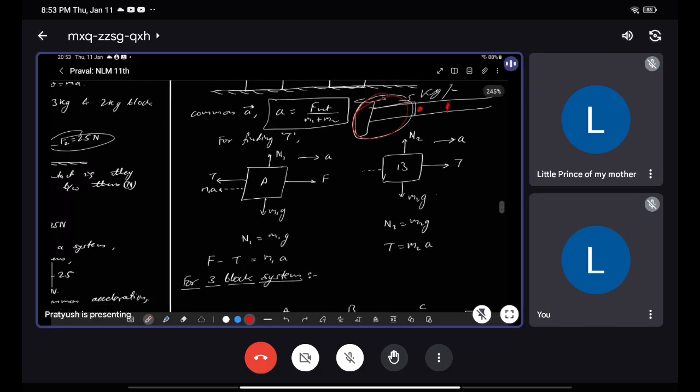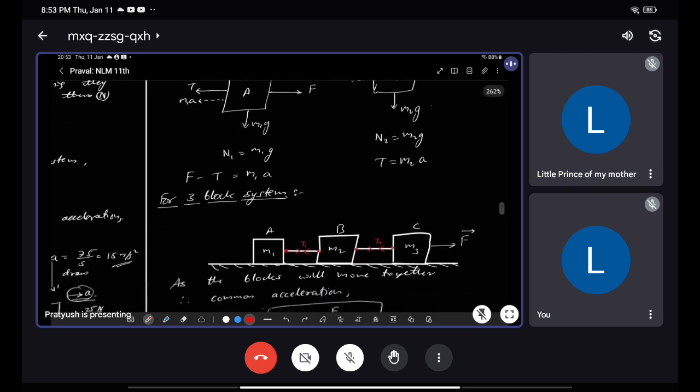For finding tension, what we do is draw the FBD of each of them. We get some equations along with variables, and we will get our desired result. Fine.